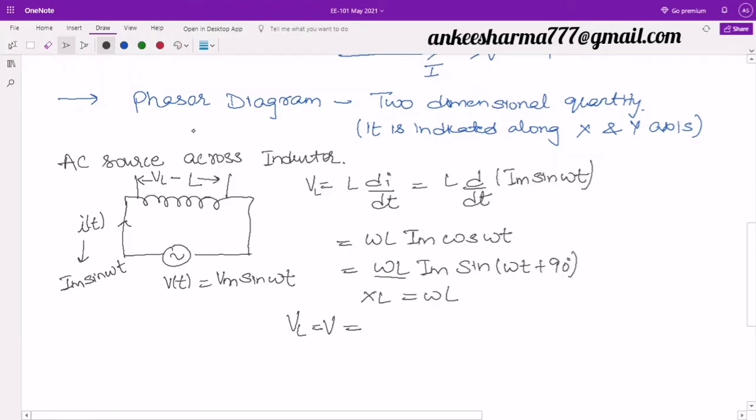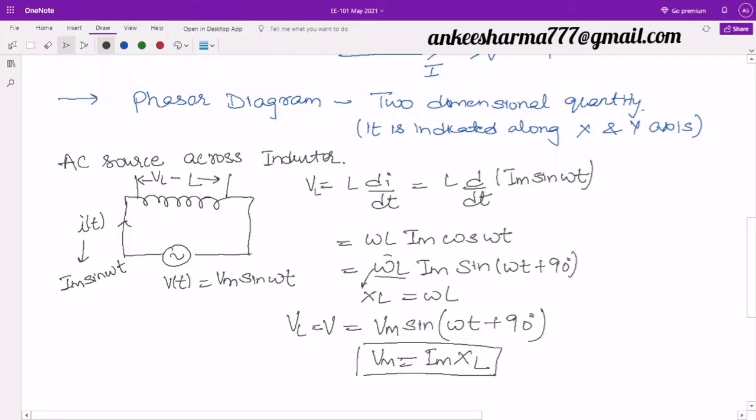So this V will be equal to Vm sine of omega t plus 90 degrees. Now what is this Vm? I have skipped one thing, Vm. If I look here, this omega L has been replaced with the value XL, and XL into Im has now become Vm. So from here I can say that Vm is equal to Im into XL. So this is a small conclusion we can state.